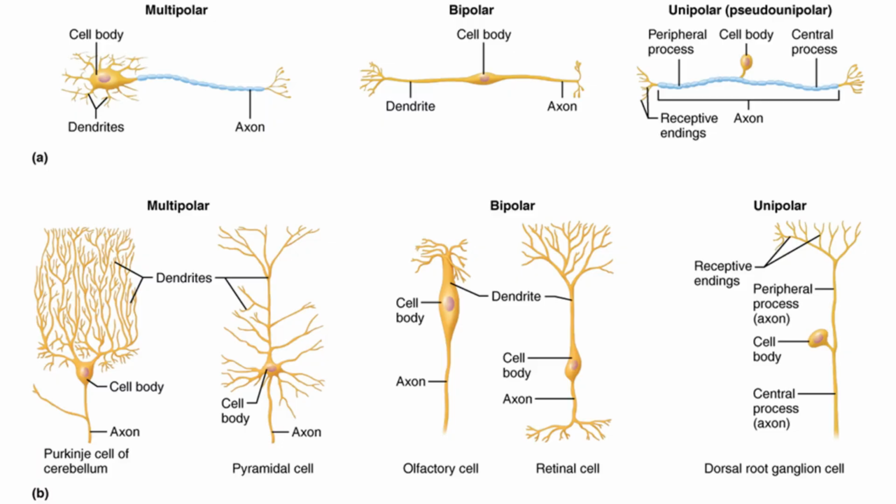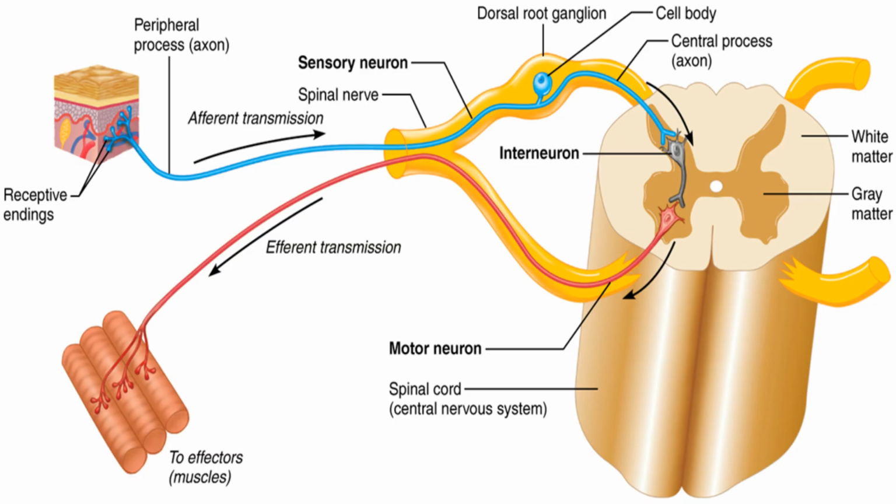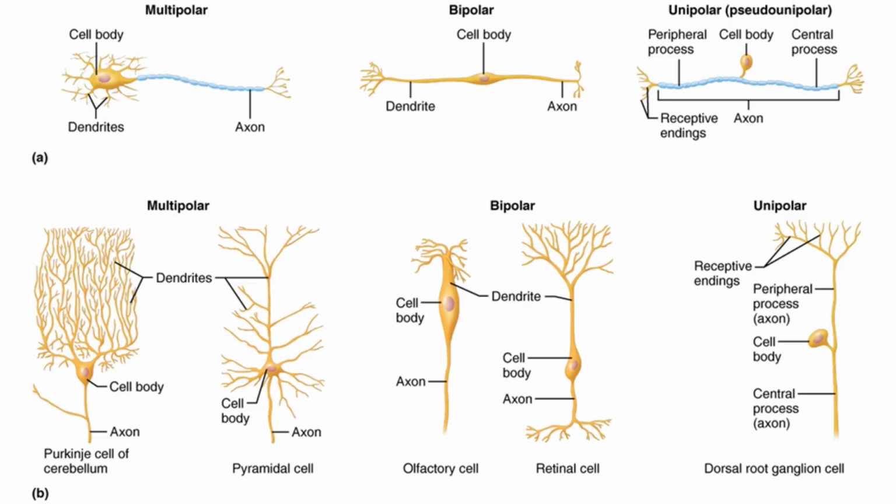Neurons are organized into 2 primary categories: structural classification, based on the number of processes extending from the cell body, and functional classification, based on the direction the signal travels. Let's start with structural classification.